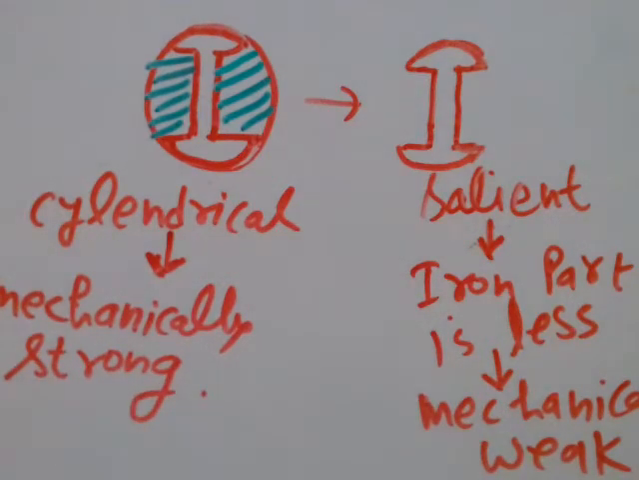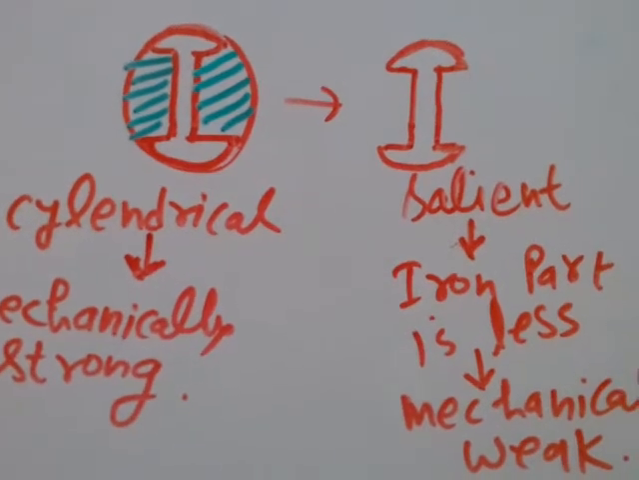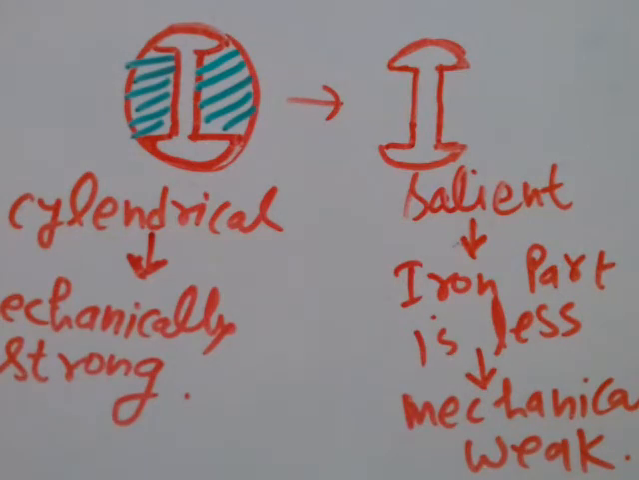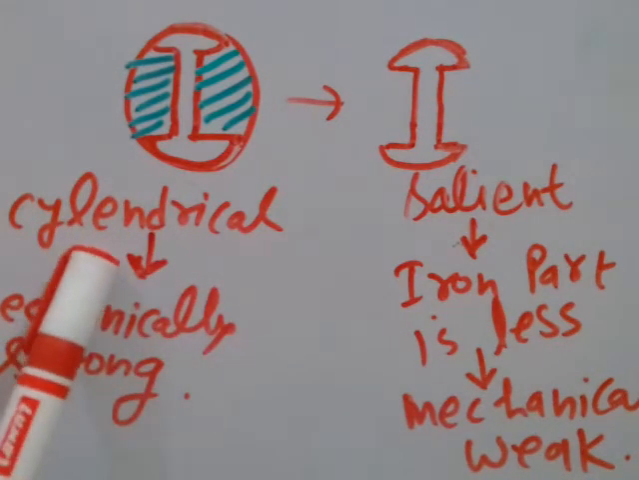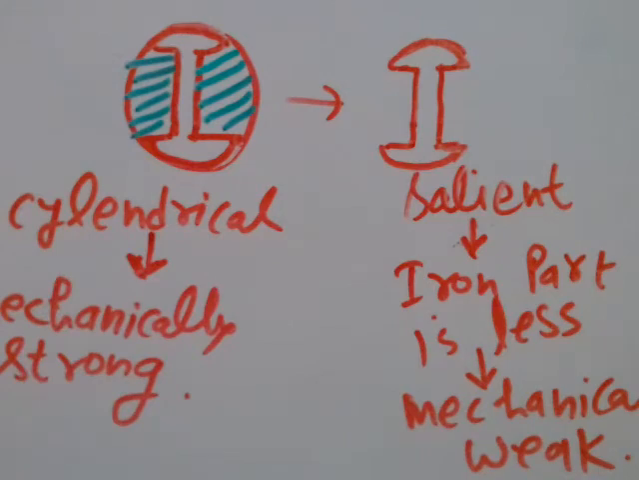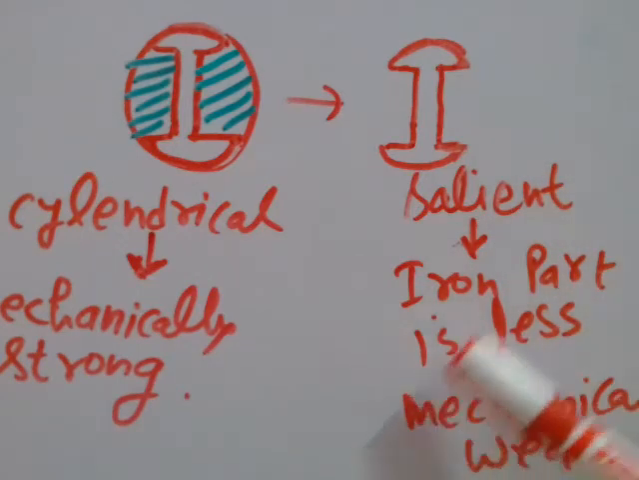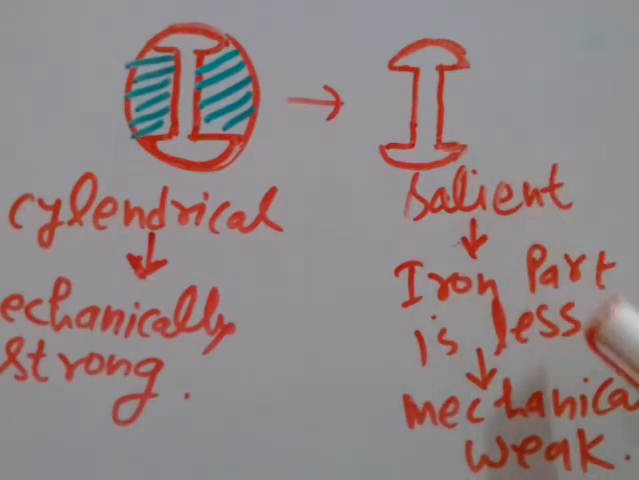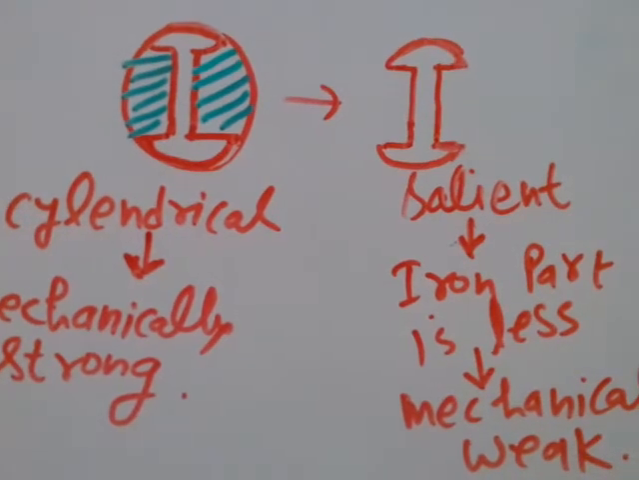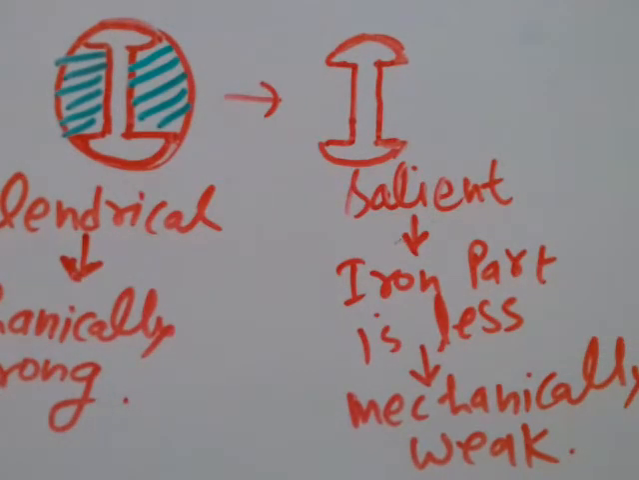And let me tell you, my dear students, this structure greatly affects the performance of the rotor. Since the cylindrical rotor is mechanically strong, or mechanically robust, you can use this cylindrical structure for high speed applications, right? While the salient pole rotor is mechanically weak because the iron part is less, so you cannot use the salient pole rotor for high speed applications, right?